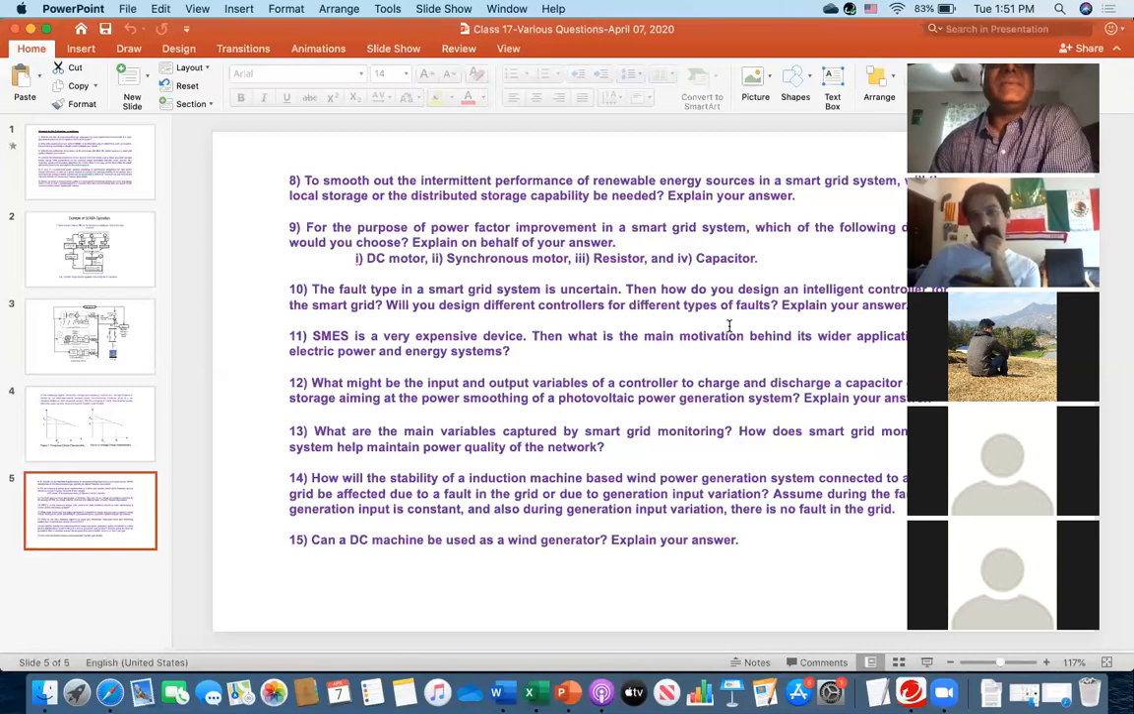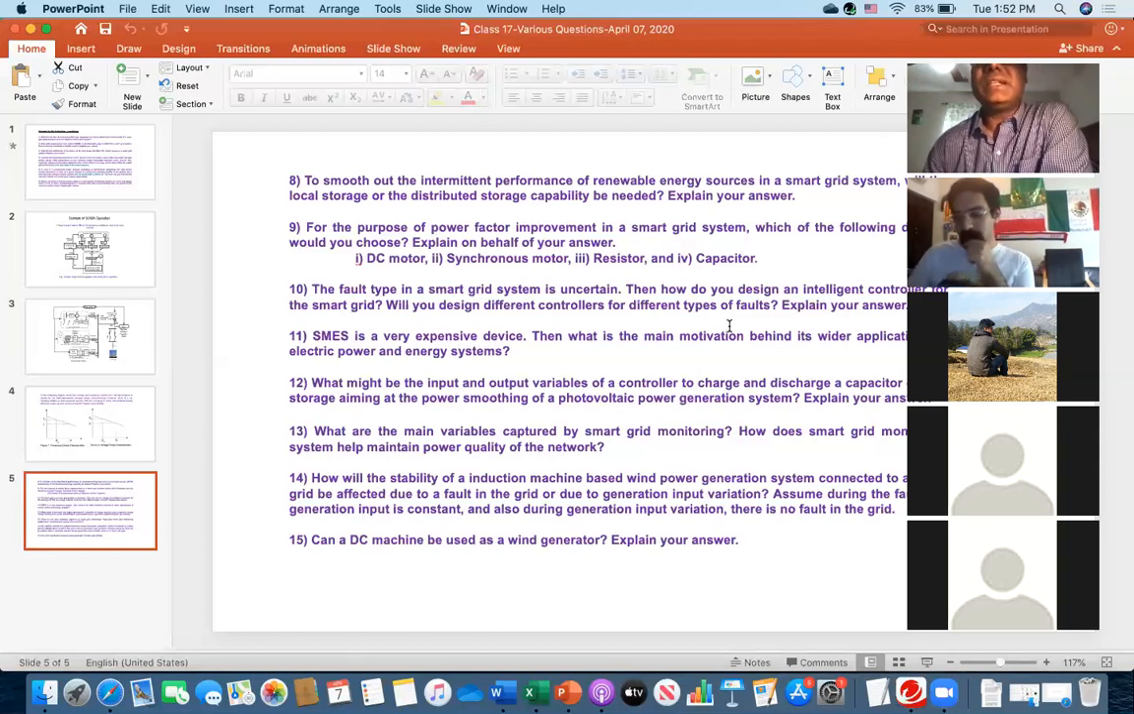So now the question is, because the fault type in a smart grid will be uncertain, how will you design an intelligent controller? Will you be ready with different controllers, or can you make only one controller? Of course, you can argue that if I design different controllers based on different types of fault, then the performance will be much better. But that will be too costly because you need lots of controllers. That's why you should design only one controller that can handle all types of faults.